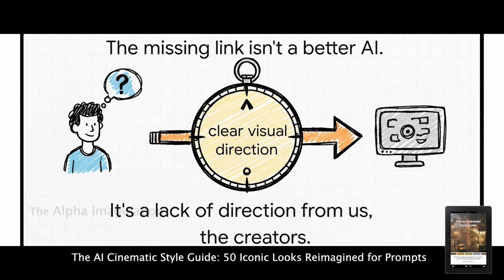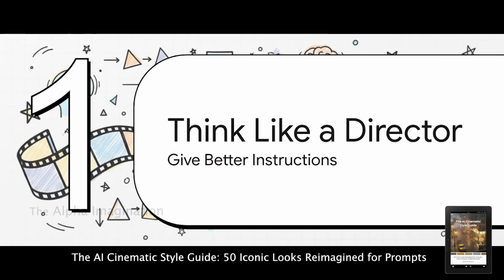Here it is. This is the key idea from the guide. The thing that's missing isn't some secret prompt or a better AI model. It's that we're not giving it clear visual direction. You've got to remember, the AI is just a tool, and it's waiting for very specific instructions. We just have to learn how to give them. So, if the problem is a lack of direction, how do we get better at giving it? Well, the answer is in our next section.